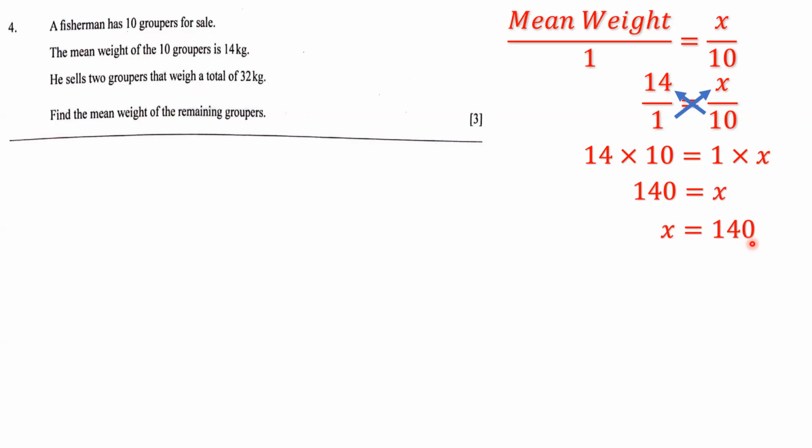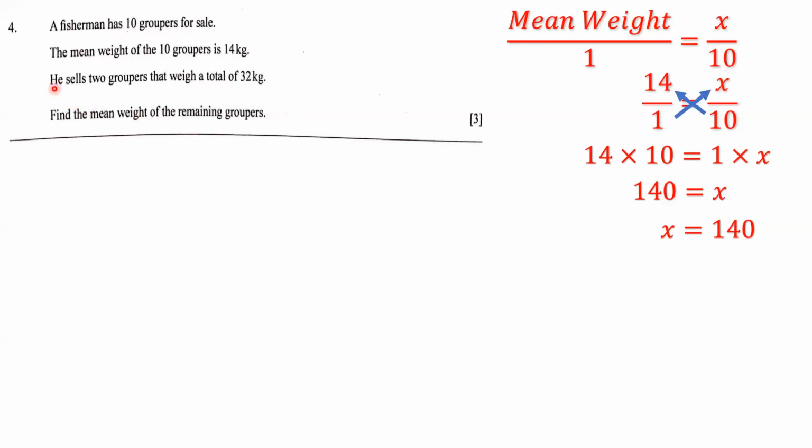What is that telling us? That is telling us that if we add up the sum of all of the weights of the groupers, we're going to get 140. And the mean weight is 14, and that makes sense because the mean weight is going to be equal to the sum of all of the weights divided by 10. And if we take 140 and divide it by 10, we get 14. So it makes sense that the sum of all of the weights of the 10 groupers is 140.